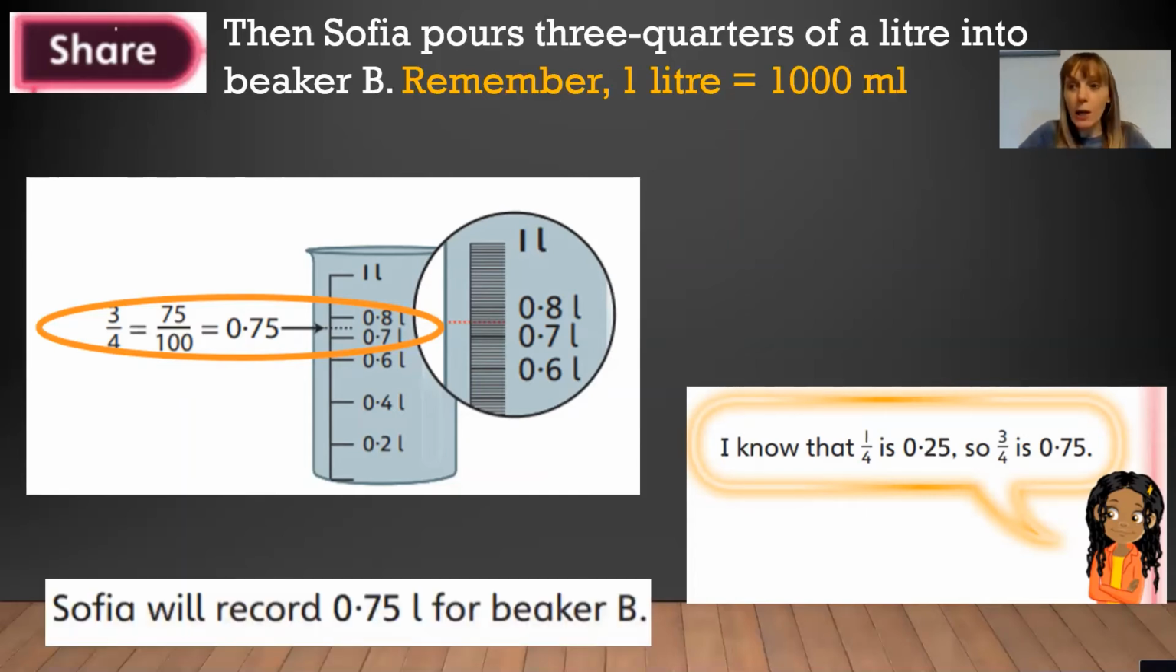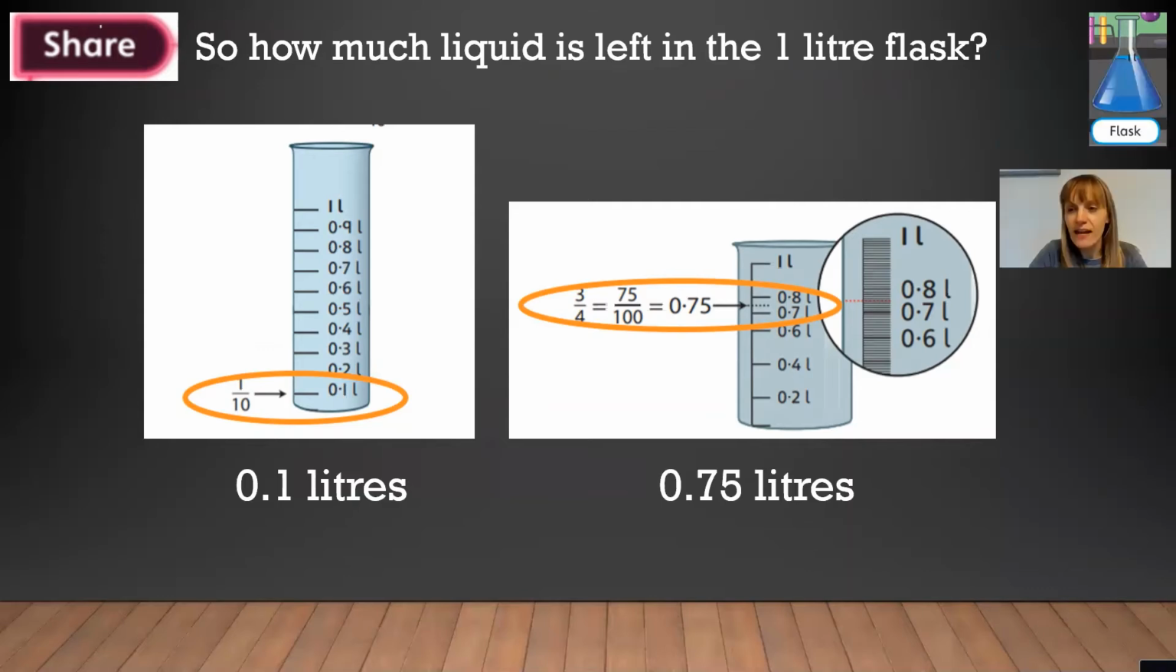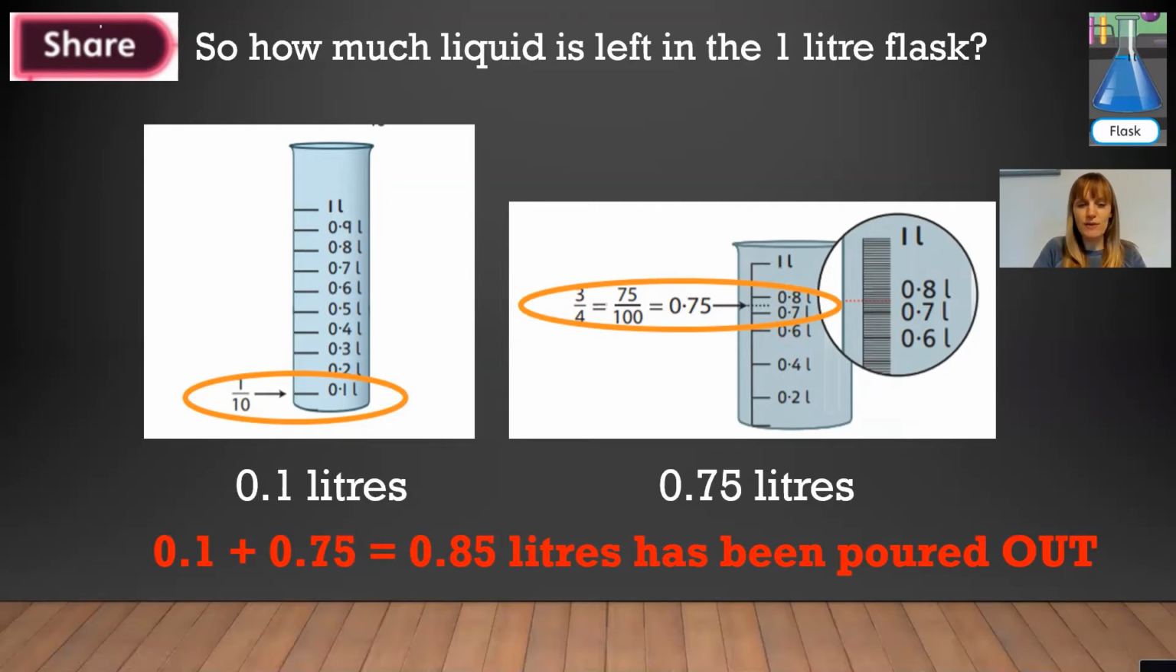Okay, so now we know how much she's pouring into each of those beakers. However, let's think what the question was asking us at the beginning. It was actually asking us how much liquid is left in the 1 litre flask. And if I just move my head, we can see the flask there. That's what we started with. She's put 0.1 of a litre into beaker A, 0.75 of a litre into beaker B. And now we want to know in this flask over here, how much liquid is left. So what have we got to do? Well, the first thing we've got to do is add the amount that's been poured into those 2 beakers. So 0.1 add 0.75 is the same as 0.85 litres that have been poured out of the flask.